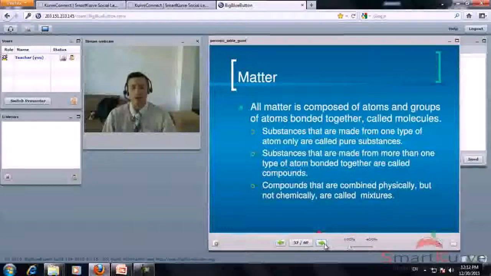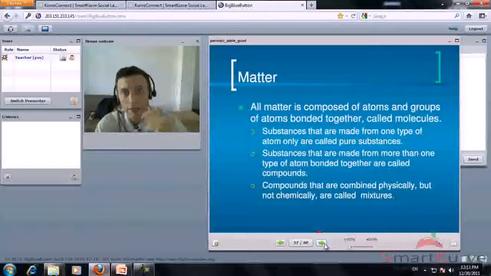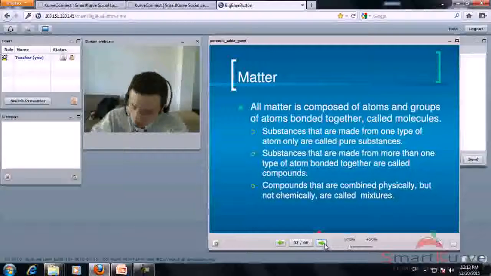Okay, we know matter. All matter is composed of atoms and groups of atoms called molecules. Substances made from one type of atom are called pure substances. One type of atom, these would be pure substances, are elements. If we just have pure oxygen gas, that's a pure substance. It's only one element. If we have a piece of gold or silicon or sodium, that's a pure substance because there's only one type of atom. Only gold atoms, only silicon atoms, only sodium atoms.